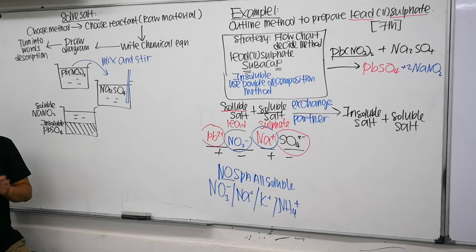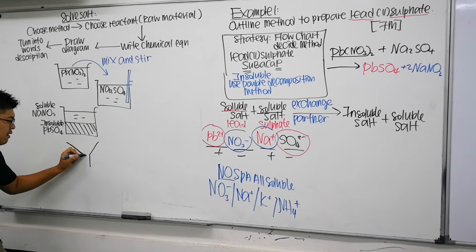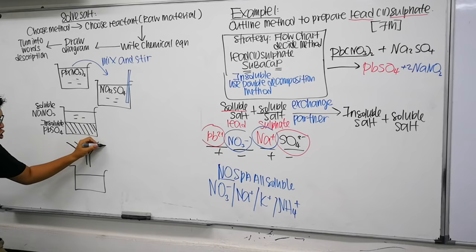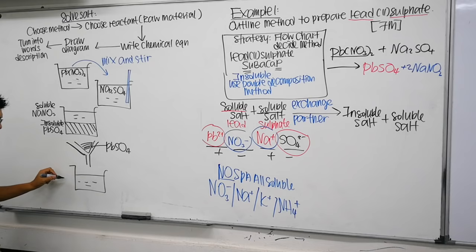Guys, see, when you filter, you draw a filter funnel. This is a filter funnel. When you filter, on top here, these are the insoluble stuff, which is lead or plumbum sulfate. At the bottom here, this is a soluble liquid. Who is it? Sodium nitrate. Are you with that? Can you see you already separate them?